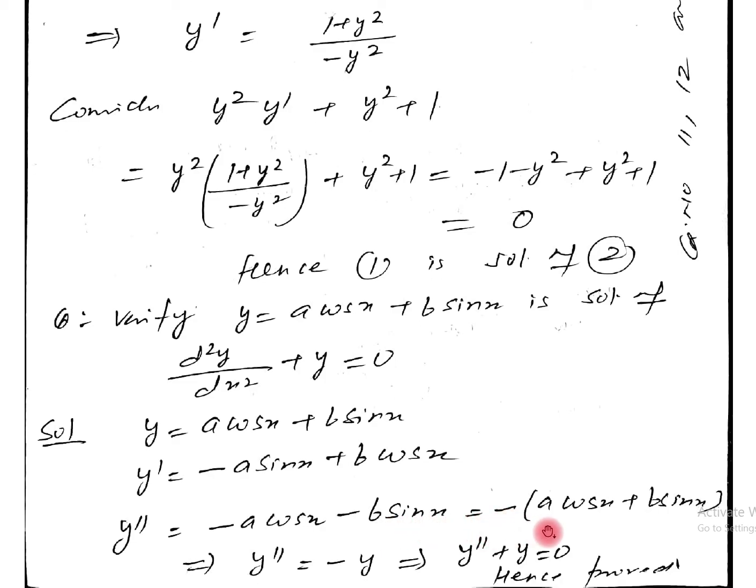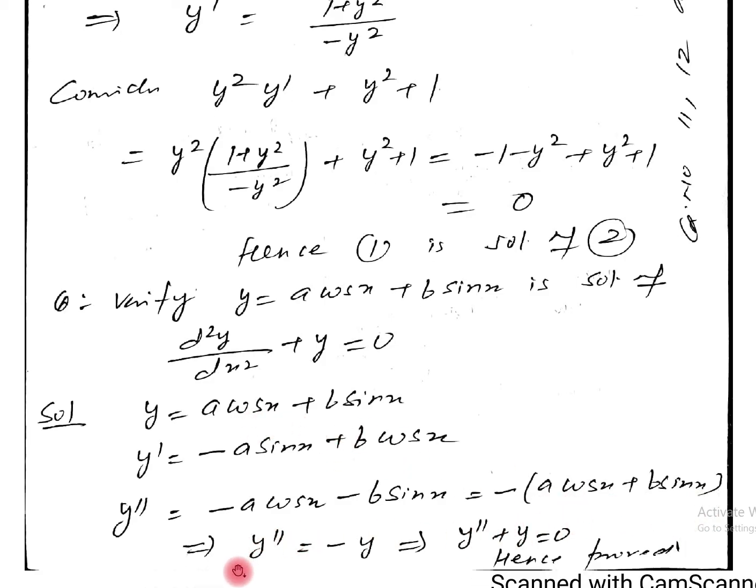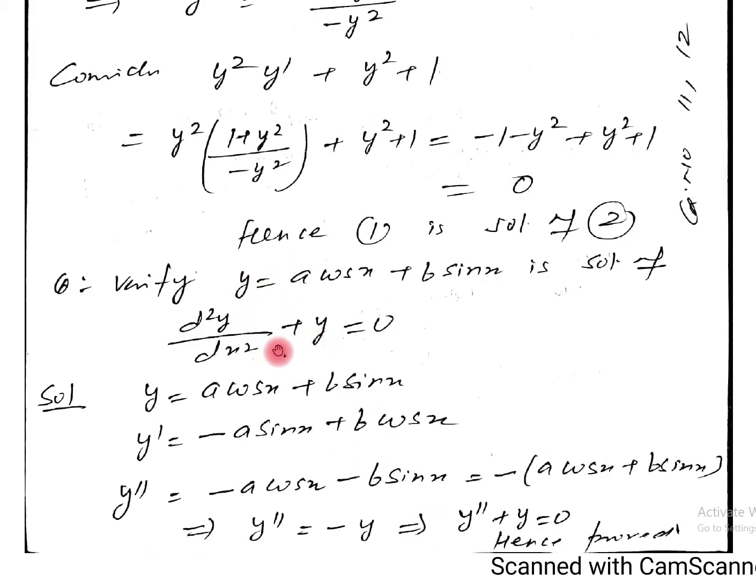Taking minus common, it is a cos x plus b sin x. Again this is the value of y, so we are getting y double dash equal to minus y. This implies y double dash plus y equal to 0, which is what we had to prove. So we can say this is the solution of this.